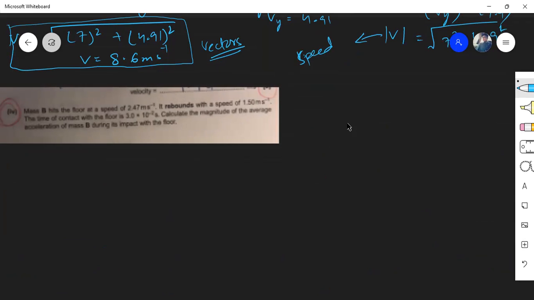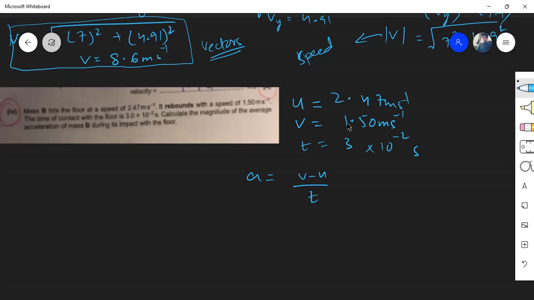Okay, so they're saying that mass B hits the floor at 2.47, so the initial velocity U was 2.47. It rebounds with a speed of 1.50 meter per second, so the velocity V was actually 1.50 meter per second, the final velocity. And they're saying that the time it took was 3 times 10 to the negative 2 seconds. Acceleration is simply v minus u divided by time. Are you familiar with this?